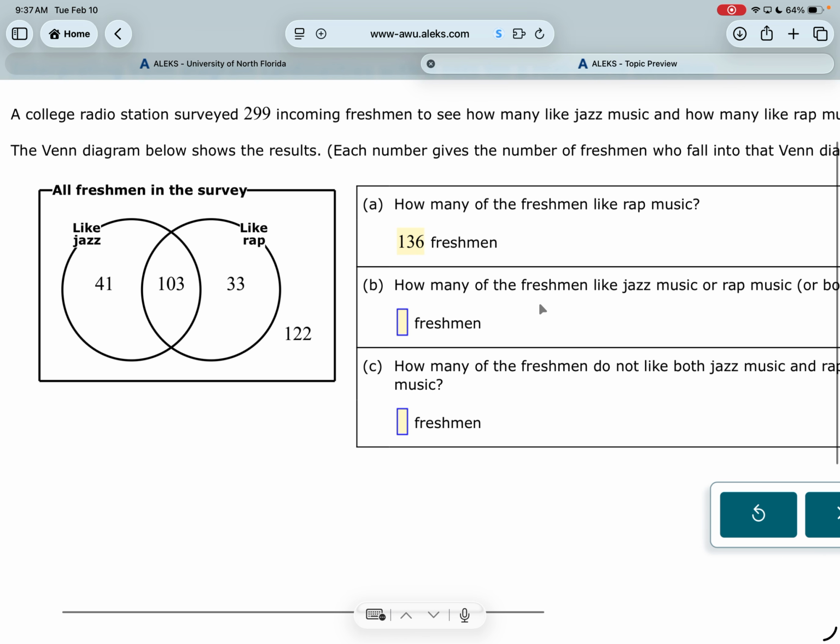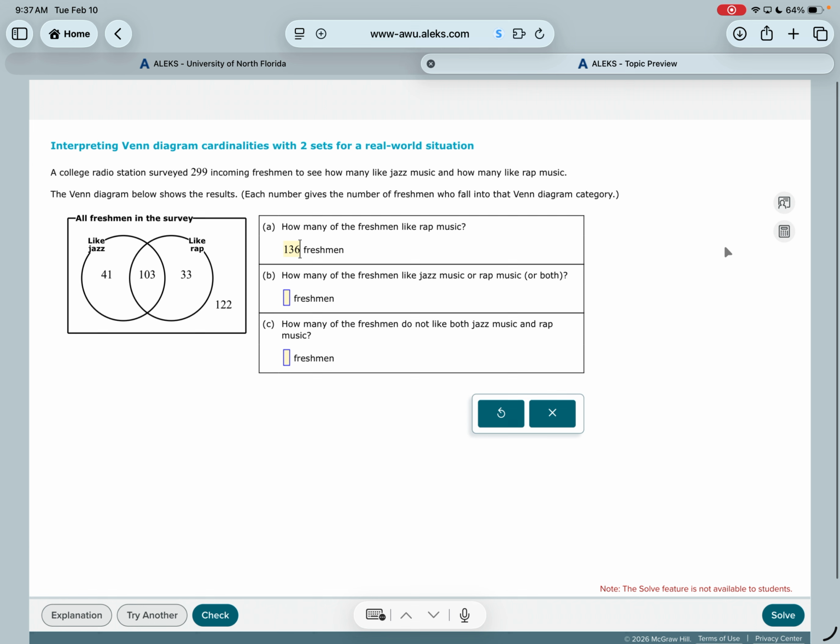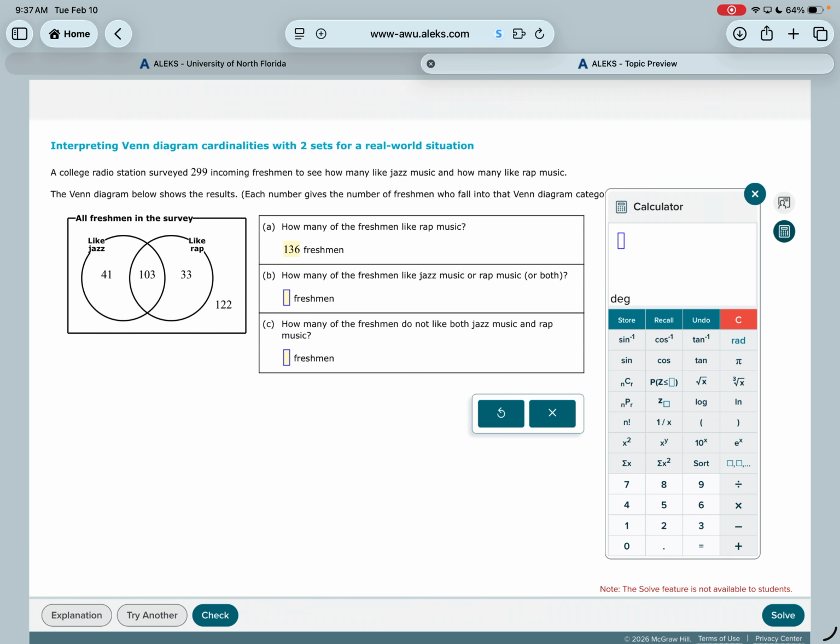How many of the freshmen like jazz or rap or both? Okay, that is going to be everything inside the circle. So the people who like jazz are 41. The people who like rap are 33. The people who like both are 103. So you just add all those up and get 177.